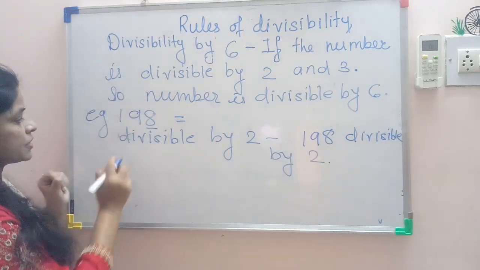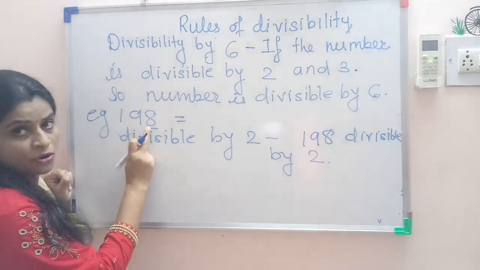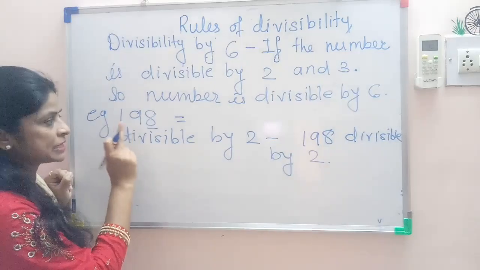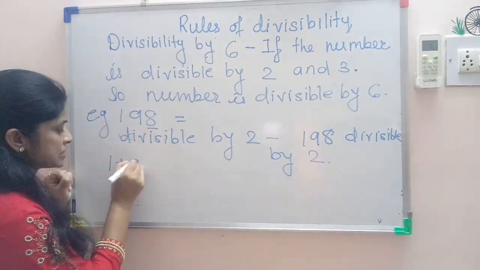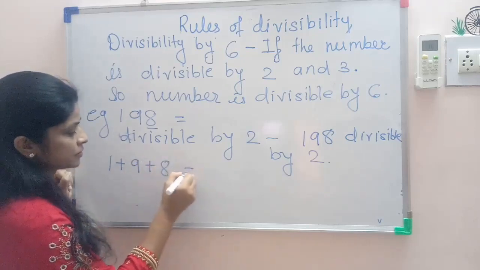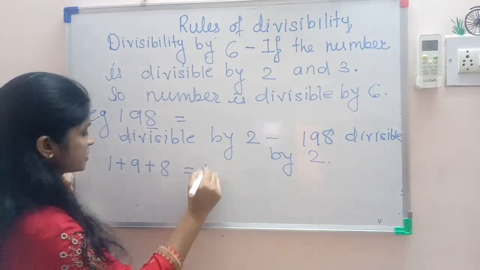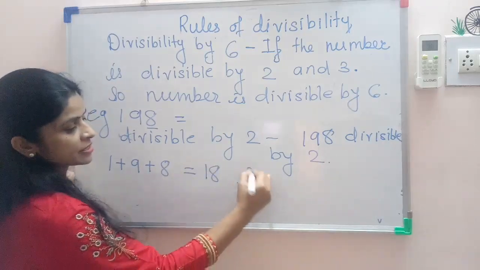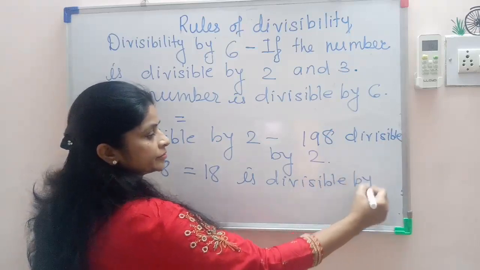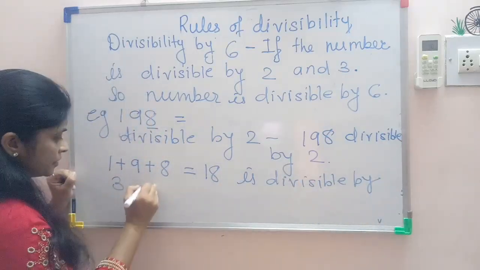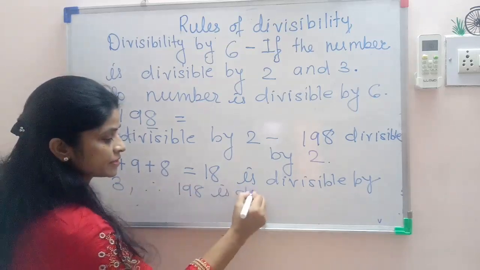Next, you have to see whether it is divisible by 3 or not. For the rule of divisibility by 3, we have to add all the digits: 1 plus 9 plus 8. 8 plus 9 is 17, plus 1 is 18. Now 18 is divisible by 3. Therefore, 198 is divisible by 3.